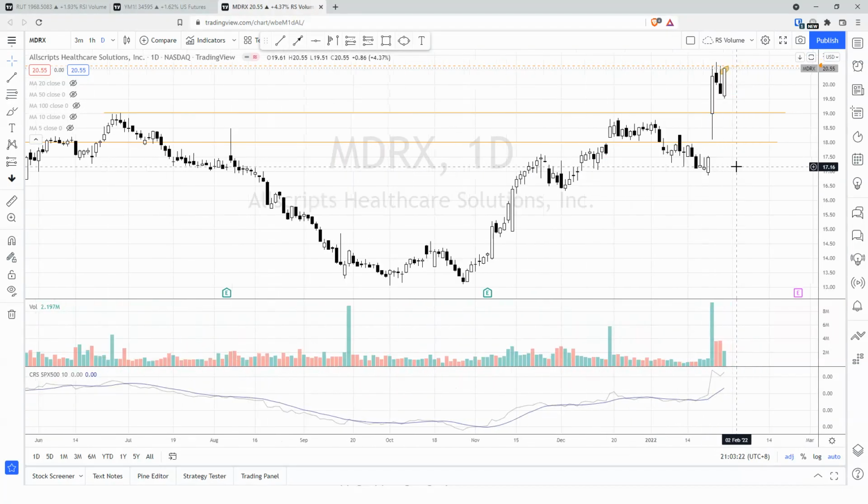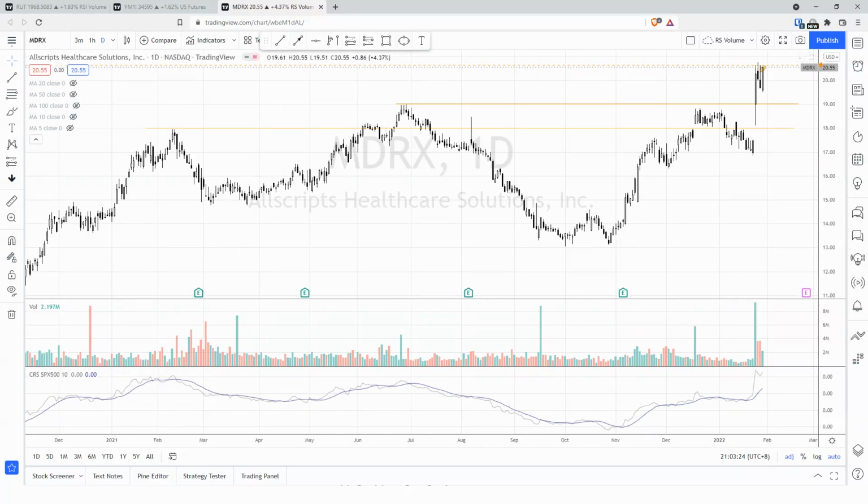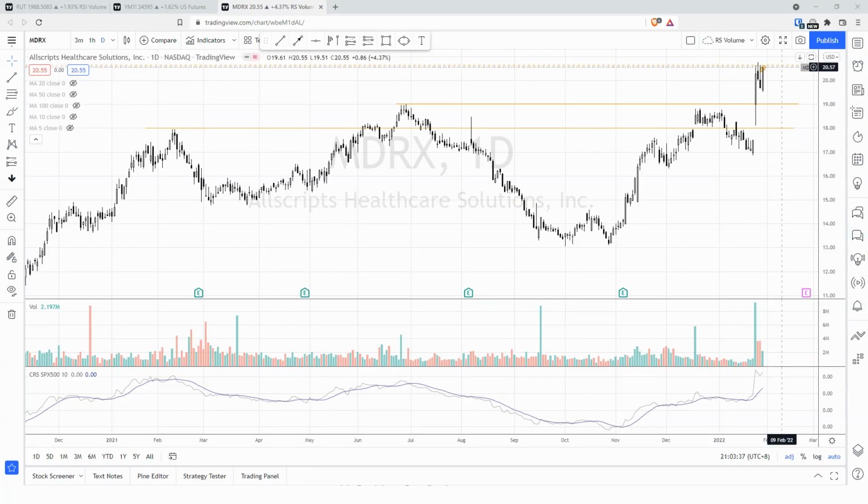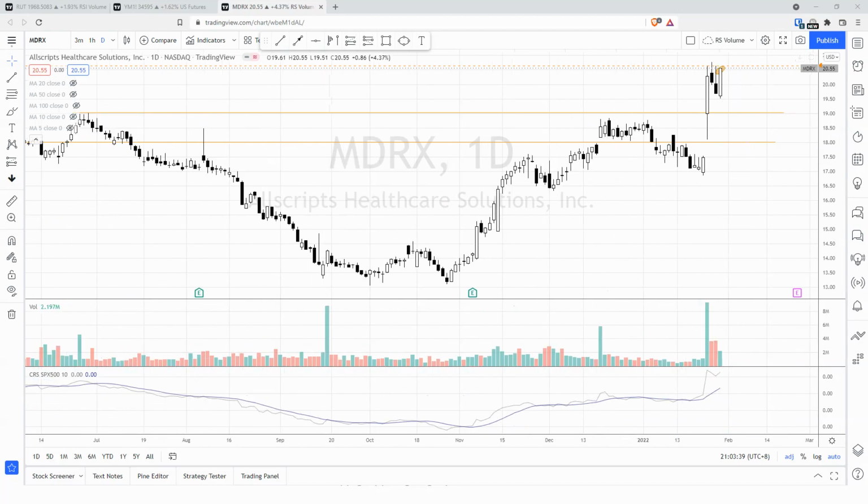But right now, what I like about this is that there is a very nice accumulation structure. So this is the big accumulation structure. We can see that it just initiated a breakout bar here. So there's a gap up there, followed by a very shallow pullback. Right now it's just approaching the resistance again.